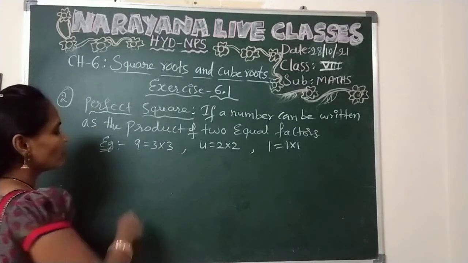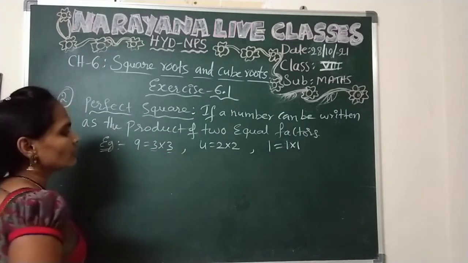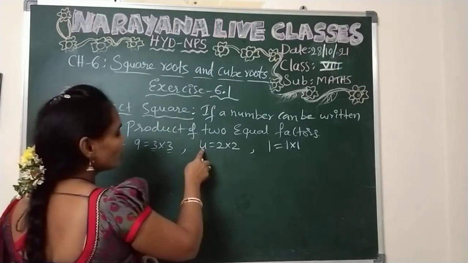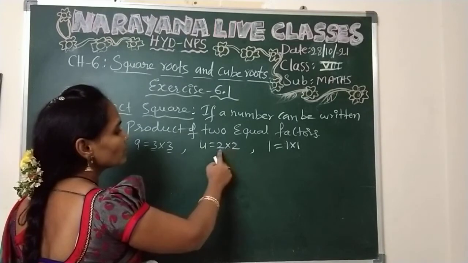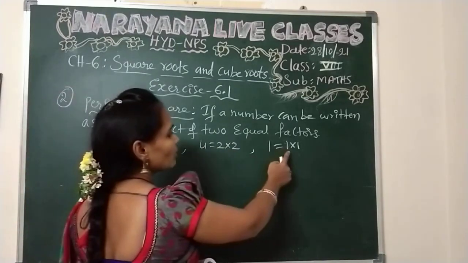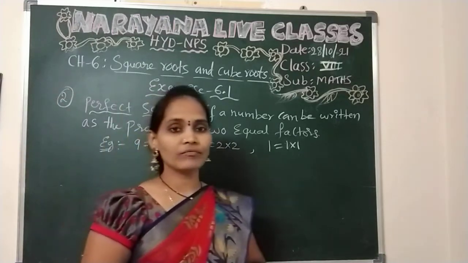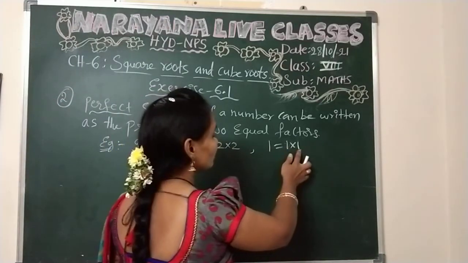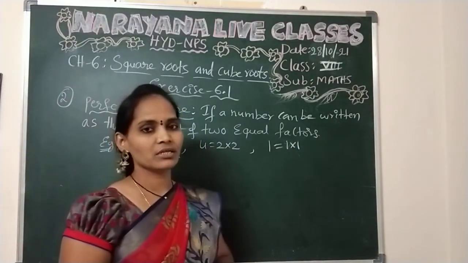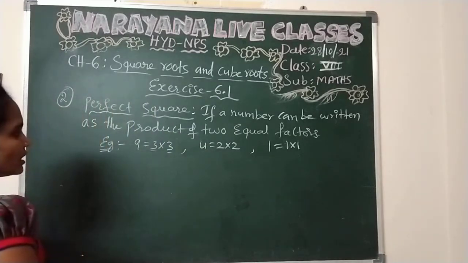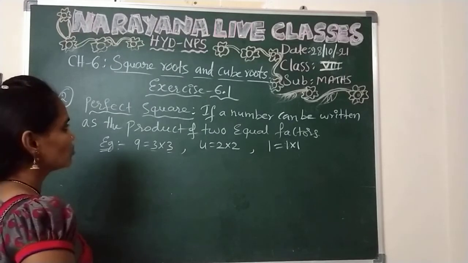See the example here. 9 is a perfect square. Why? Because we can write 9 as a product of two equal factors: 3 into 3. And 4 also: 2 into 2. And 1 also: 1 into 1 is 1. So these are a few examples of perfect squares. Once again, if a number can be written as a product of two equal factors, it is called a perfect square.